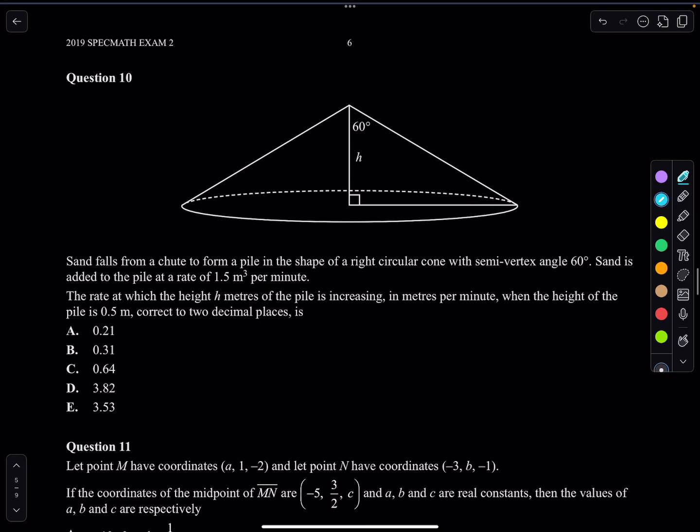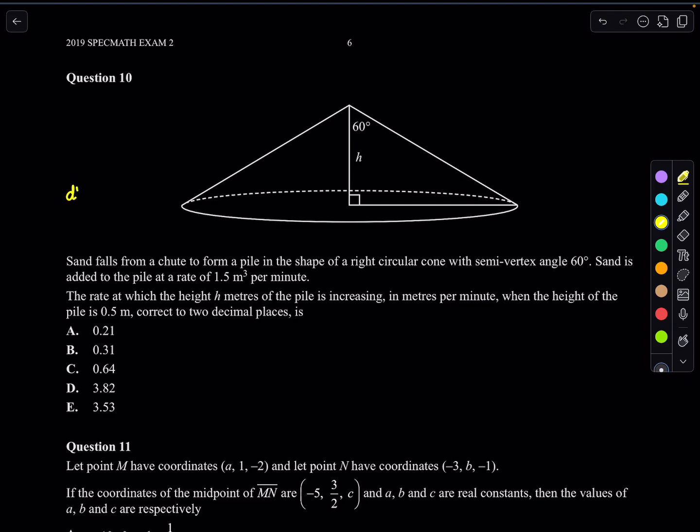All right. Question 10. Let's have a try at this. Sand falls from a chute to form a pile in the shape of a right circular cone with semi-vertex angles of 60 degrees. Sand is added to the pile at a rate of this per minute. So they're adding at this rate, which is volume per minute. So let me just write that. And they're putting it in.